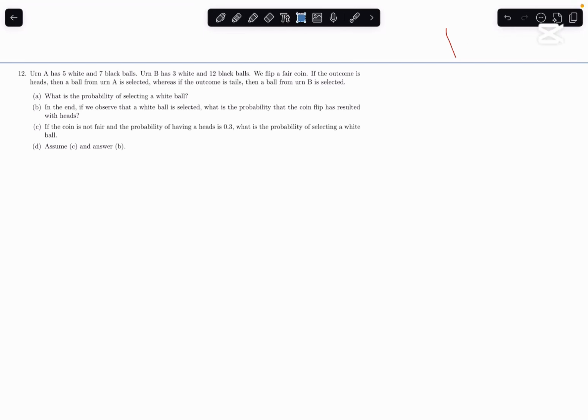Question number 12. Urn A has 5 white and 7 black balls. Urn B has 3 white and 12 black balls. We flip a fair coin. If the outcome is heads, then a ball from urn A is selected, whereas if the outcome is tails, then a ball from urn B is selected. Okay, so what's the probability of selecting a white ball?